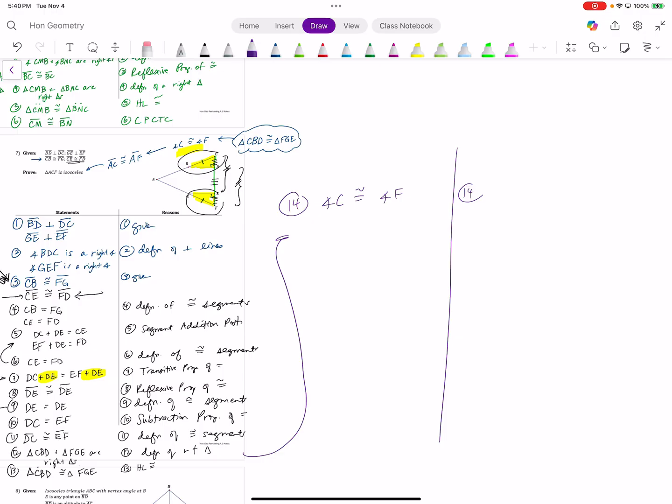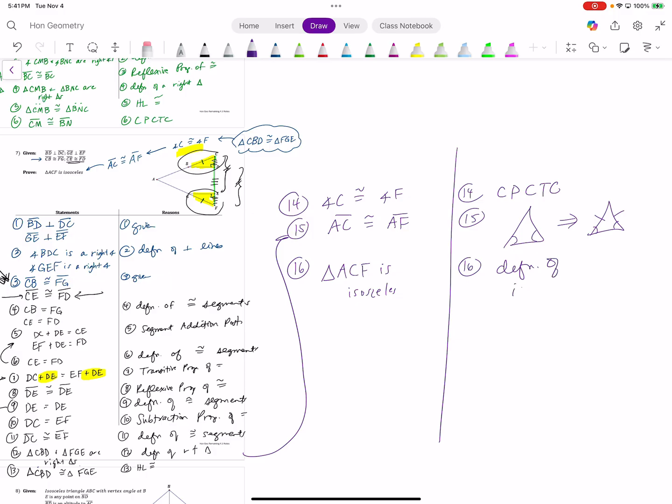Okay, so C and F, those are in the same place because of corresponding parts of congruent triangles are congruent. And if that's the case, then AC is congruent to AF, because if we know we have a triangle where those angles are congruent, that means the sides across from them are also congruent. And if that's the case, then triangle ACF is isosceles. And that's the definition of an isosceles triangle.